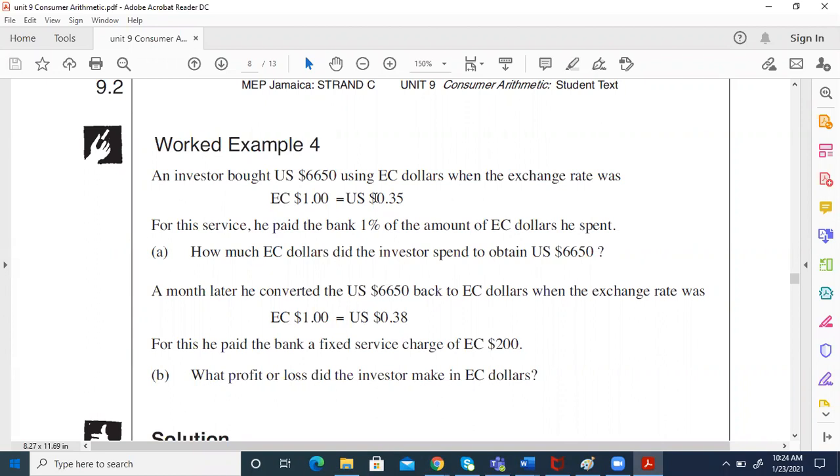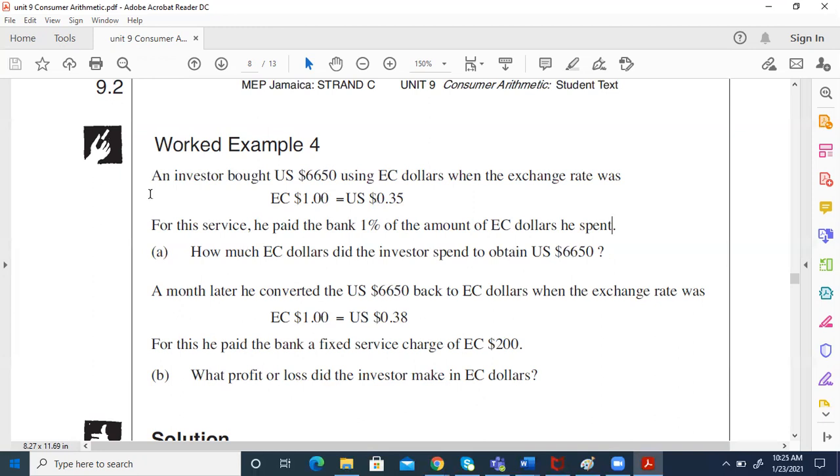Are you sure? I think so, not 100%, but I think so. All right. So just imagine yourself going to a bank. You want to buy 6,650 US using EC dollars, right? So the question is how much EC dollars you need to get the 6,650?